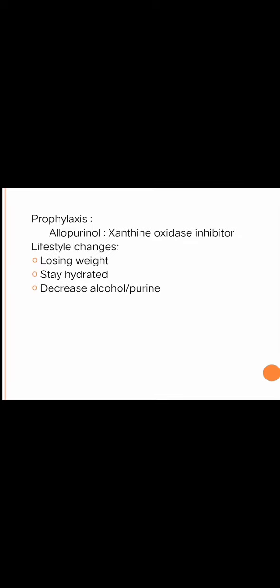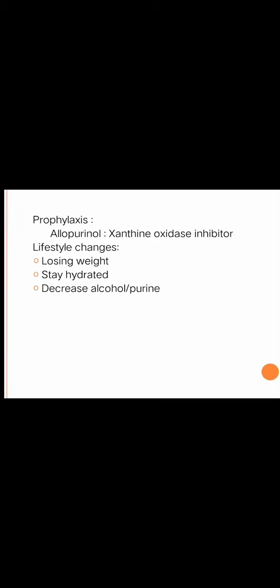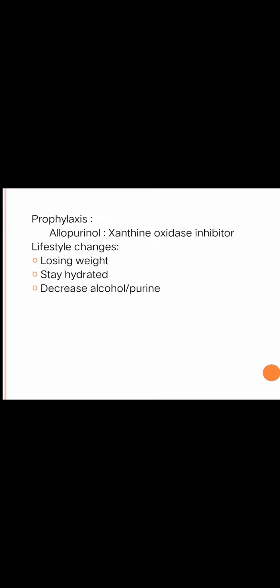The second aspect is prophylaxis. One medication you need to remember is allopurinol, and this is a xanthine oxidase inhibitor that is used for the prophylaxis of gout, and it works by reducing the uric acid level. It's important to advise the patient about lifestyle changes which can really help reduce the risk of developing gout. This involves losing weight, staying well hydrated, and minimizing consumption of alcohol and purine-rich foods such as meat and seafood.